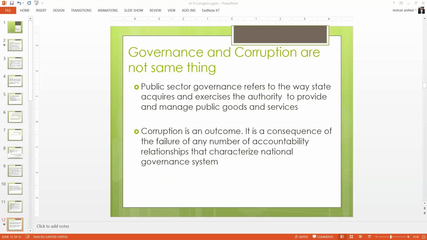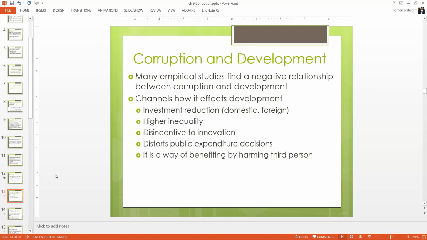And corruption is an outcome. Corruption is an outcome. It is a consequence of the failure of any number of accountability relationships that characterize the national governance system. So corruption is that if you have given a function to a government official to do something and he fails to do it, and because of that some individual is gaining a benefit out of it, that will be corruption. Okay, so it means there is a failure in accountability, and he is not able to do any function appropriately.